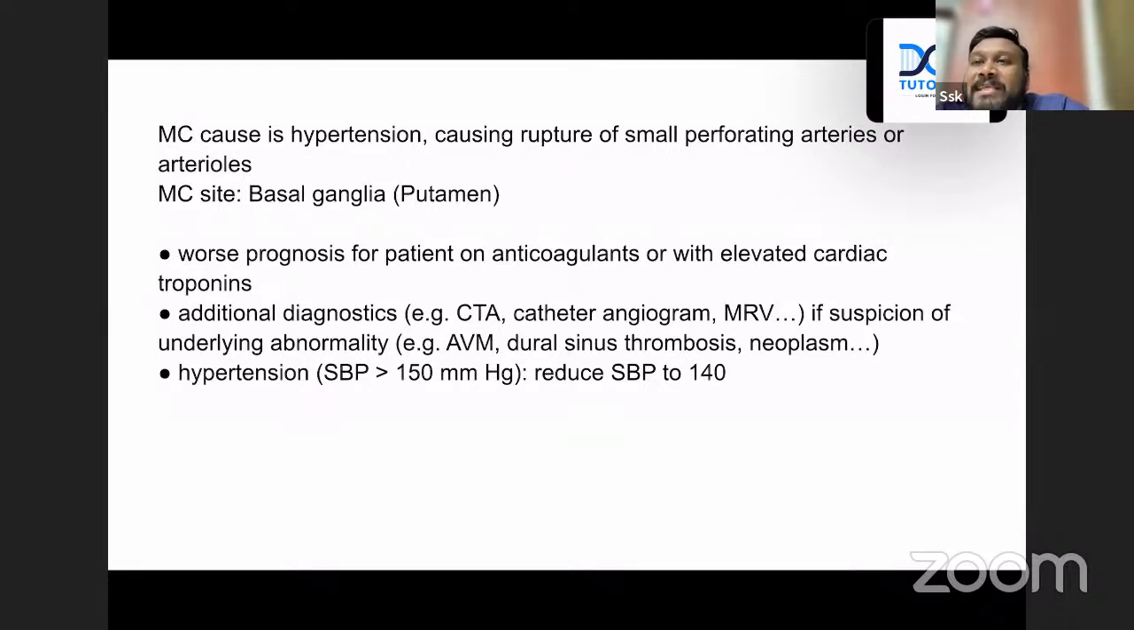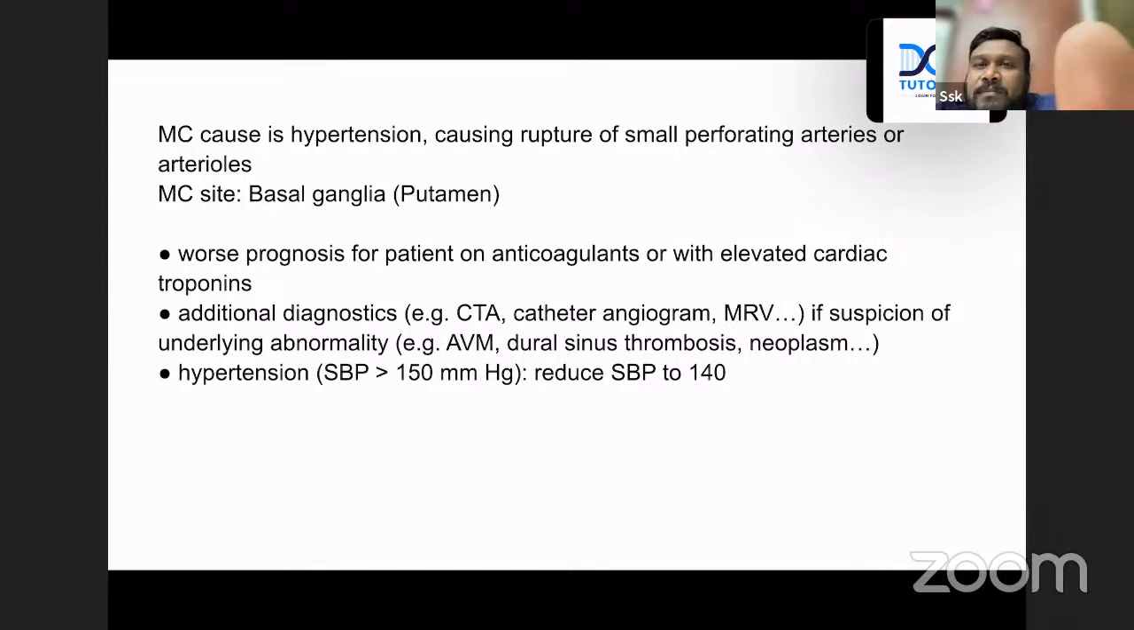So when will you suspect these? When it happens in an unusual location. The most common site is always going to be basal ganglia. After that, it can happen in pons or thalamus, or sometimes in the lobes, that is in the parietal lobe, something like that. When it is going to happen in unusual locations, then you will have to think about other causes. For example, tumor, or even an AVM, or even a dural sinus thrombosis, especially when you identify a hyperdense superior sagittal sinus in the CT, then you always have to keep in mind a CVT and rule it out.